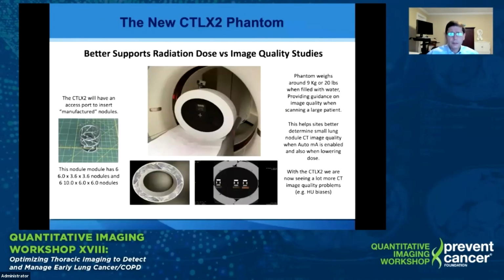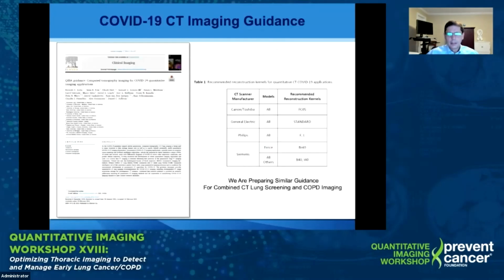We have a new phantom that better supports radiation dose versus image quality studies. And you can see here, it's a water fillable phantom with these things that look like hydration packs. This one's packed here with those water packs. And we can insert objects in it that look like simulated nodules into the phantom, and people can check their volumetric software with it and make sure it's high quality as well.